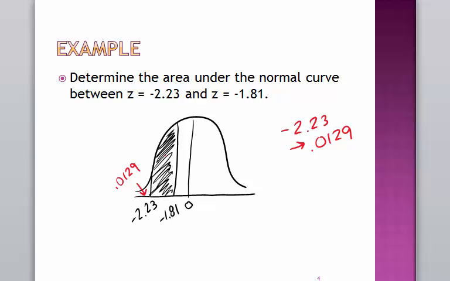All right, our other z-score was negative 1.81. And when we looked up that one, we had 0.0351. So again, 0.0351 is the area to the left of negative 1.81. And so that is going to be the area from here all the way back to the left.